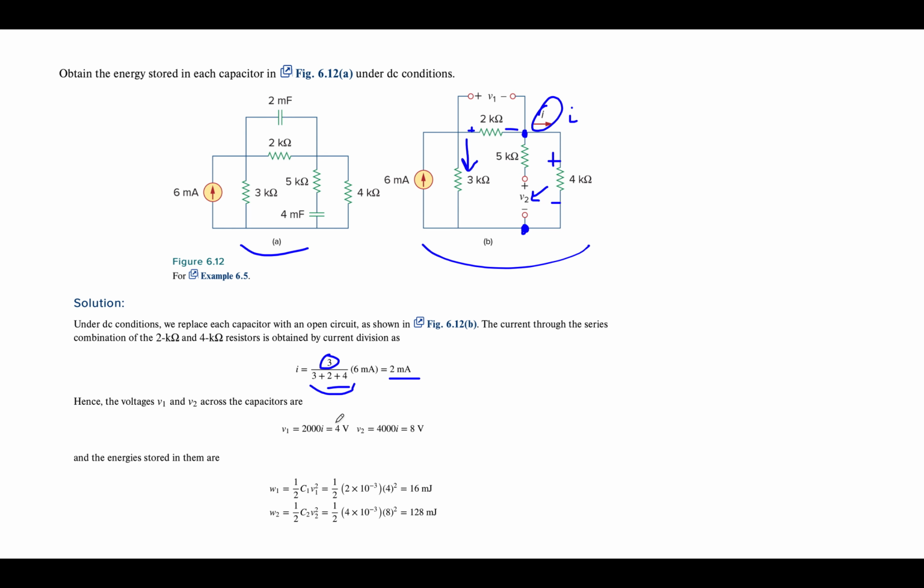So that gives me the voltage across the 2 capacitors respectively, and I plug that into the formula for the energy, and there's my result, 1/2 CV squared.